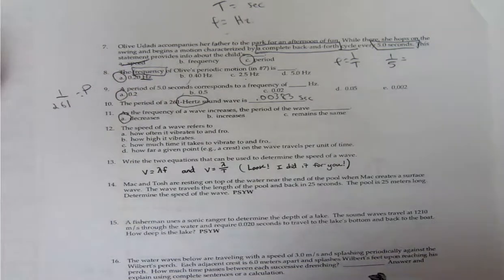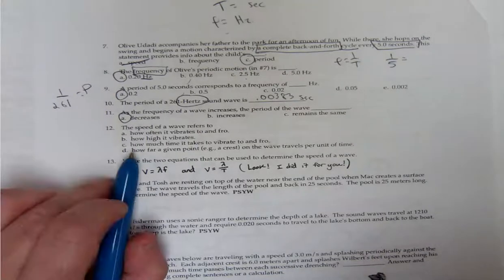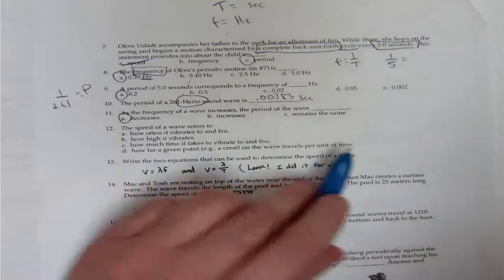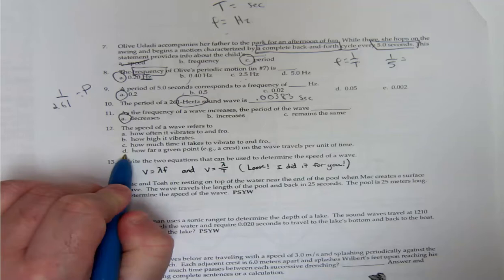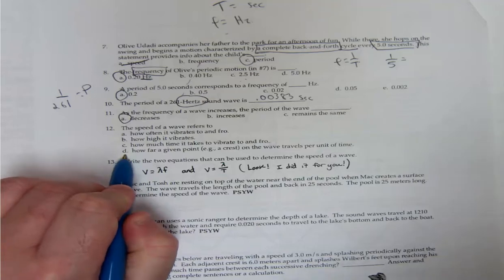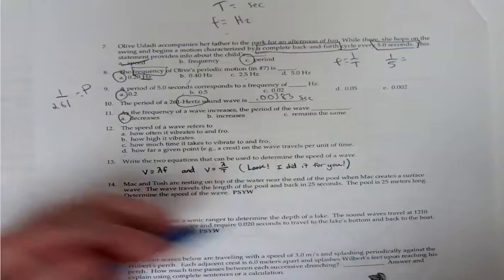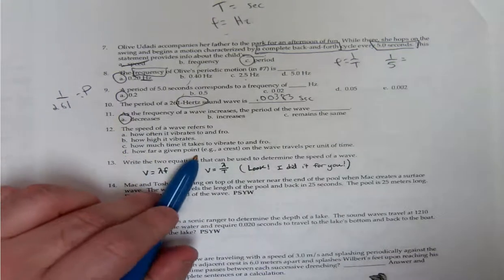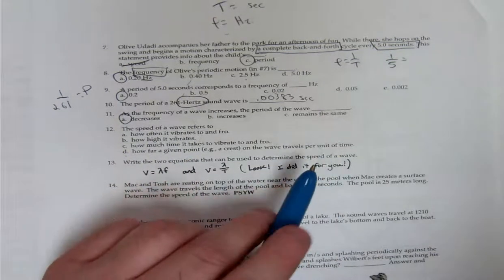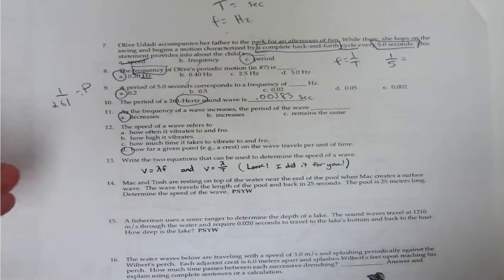All right, number 12. Speed of wave refers to its what? How far a given point travels per unit of time. This one, we're just talking about general waves. I know that it's very tricky because it's like sound versus light, but it's how far a given point on the wave travels per unit of time. So how far the crest travels.